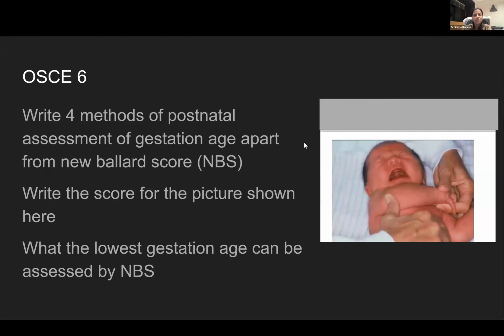Next, more simpler. 4 methods of postnatal assessment of gestation age apart from New Ballard score. Write the score for the picture shown here. And what is the lowest gestation age that can be assessed by New Ballard score? Let us start with the last question. What is the lowest gestation age? New Ballard score, 22 weeks, 22, 24, 22.